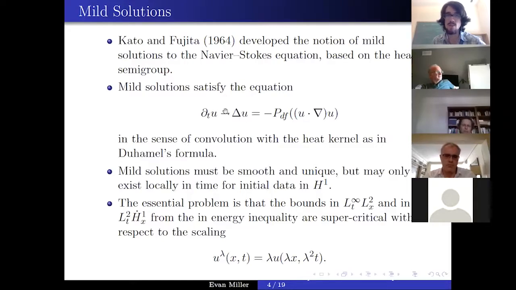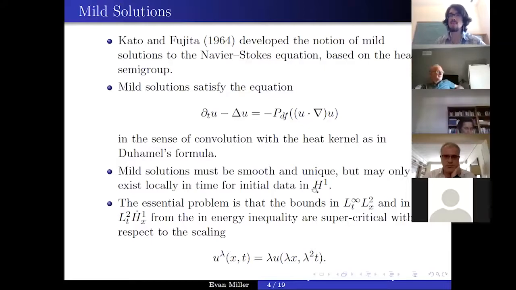So if we have ∂_t u minus Laplace u equals f, some given force, we have an explicit formula for that. And if we plug minus the Helmholtz projection of u dot grad u into that formula and we get equality, then it's a mild solution. Using a contraction mapping principle, you can prove that solutions exist and that they are unique. So mild solutions must be smooth and unique, but they may only exist locally in time for initial data in H1.